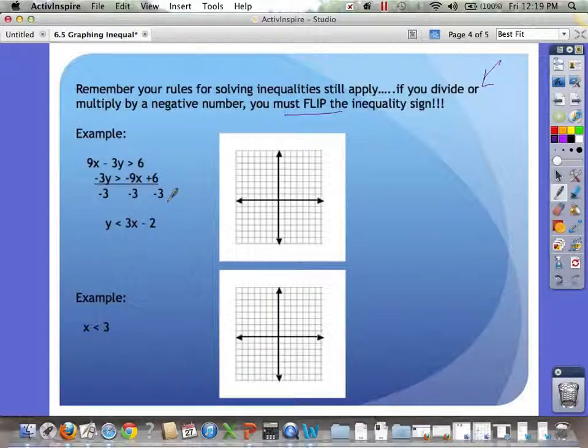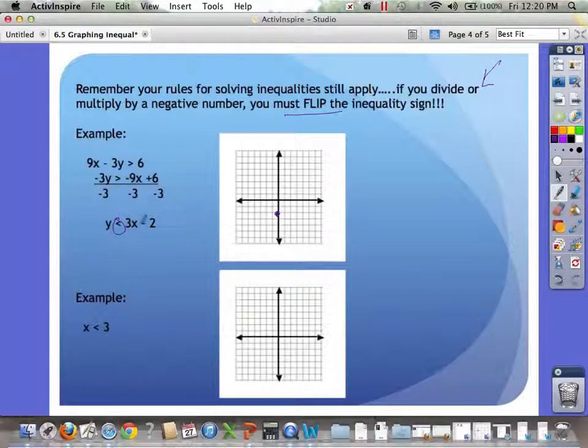So when I get this, I'm going to have y, but because I was dividing by a negative number, I must flip my inequality. So notice how it turned around, 3x minus 2 when you simplify this side. So make sure you do that because if not, when you test points, it will not be true. All right, so I'm going to start at -2, which is my b, and put a dot.